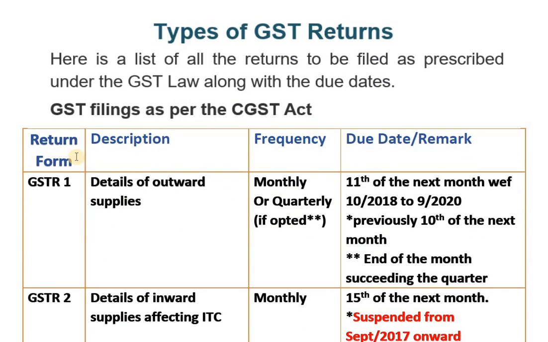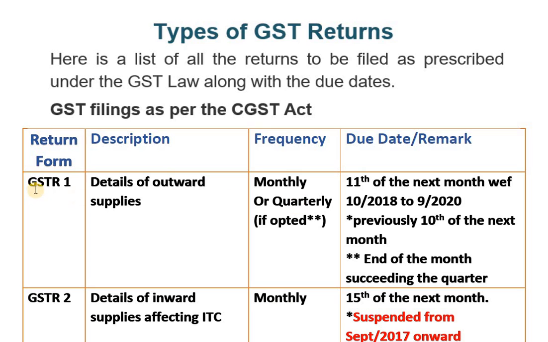The return form, which is the GSTR 1. What is the description of this GSTR 1? It is the detail of outward supplies, and it has to be filed on a monthly or quarterly basis. Those who opt for quarterly will file it quarterly. Those who opt for monthly will file it on a monthly basis.